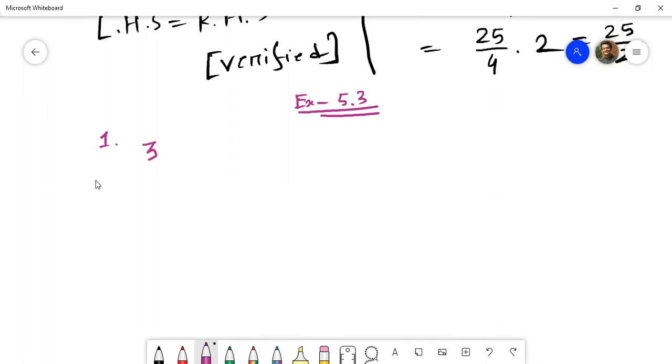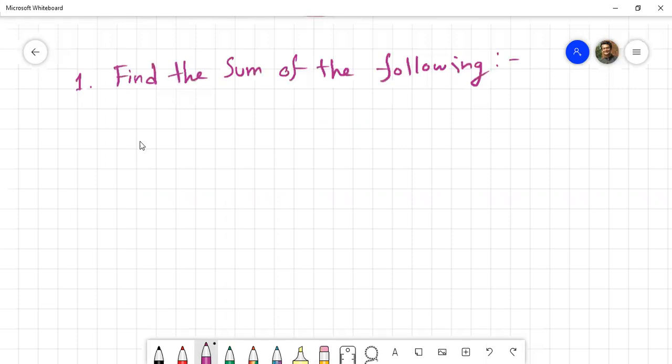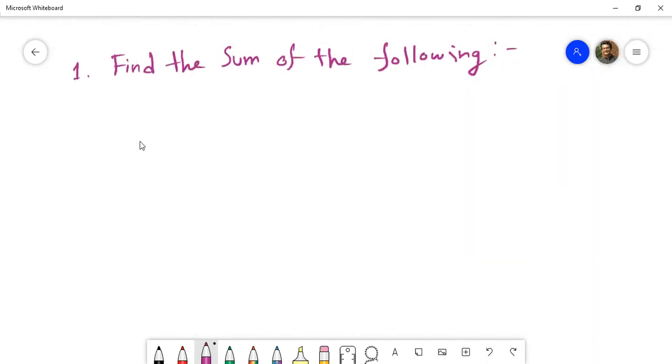Okay, wait. The question was like this. Number one, find the sum of the following. Sorry about that, it's due to the lagging of the computer. And you can see number H. Let me start with H, 5A and 5B.